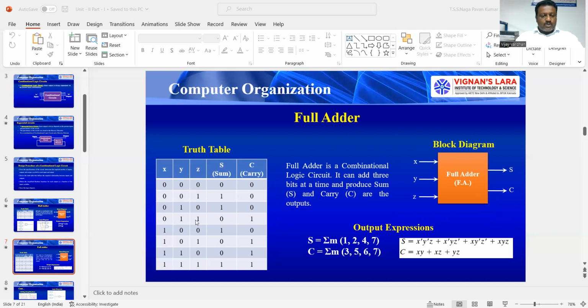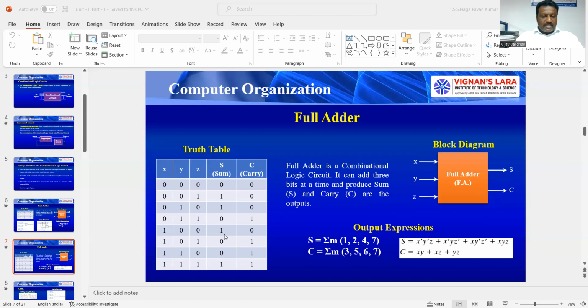Next, 0 plus 1 plus 1, here there are 2 ones, so sum 0, carry 1. Again 1 plus 0 plus 0, sum is 1, carry 0. 1 plus 0 plus 1, again here also there are 2 ones, so sum 0, carry 1. 1 1 0, again 2 ones, sum 0, carry 1. Here there are 3 ones, sum 1, carry 1.